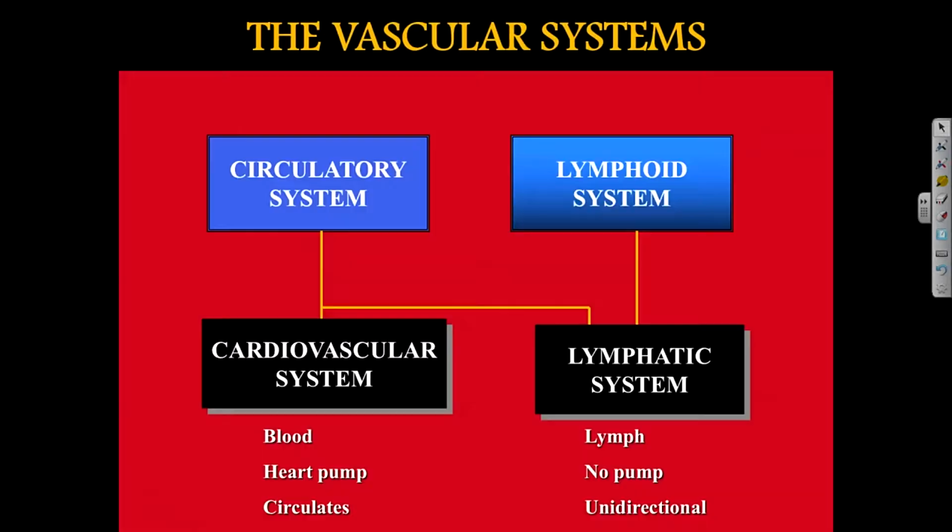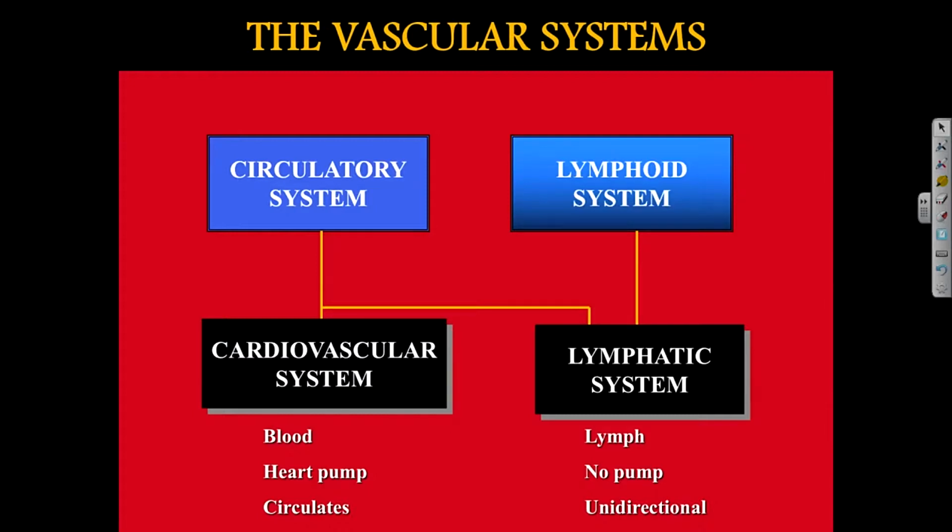So let's first look at the circulatory system. So the circulatory system consists of the cardiovascular system, which is basically blood circulating through blood vessels pumped by the heart that circulates around and around.